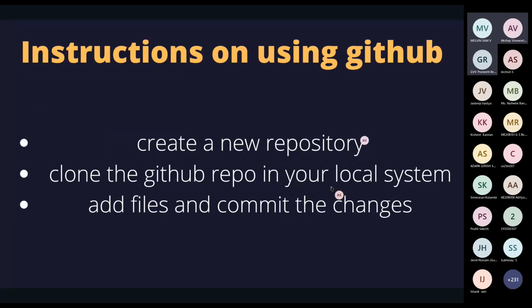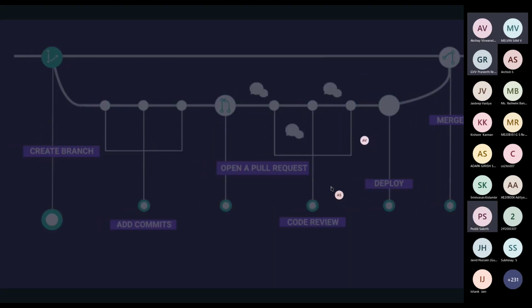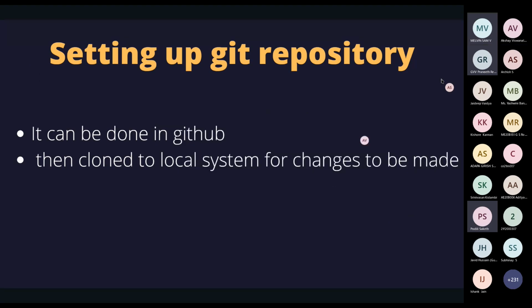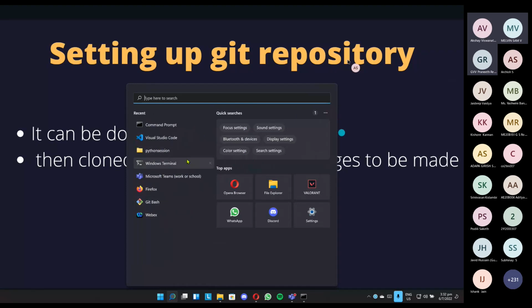While using GitHub, we first create a new repository, and then we clone the repository into our own local system. After that, we add files and then commit changes directly to the cloud system. This can be done through a series of commands. Cloning can also be done through GitHub Desktop, if you download it.